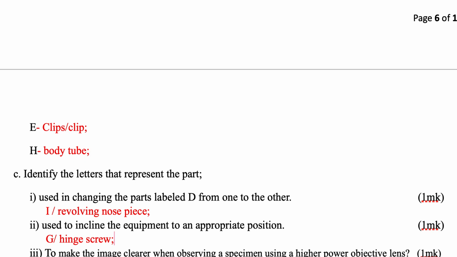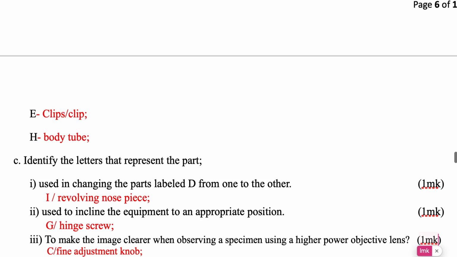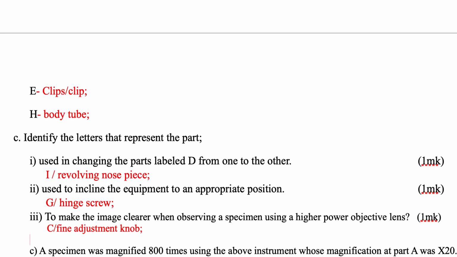Question C. Identify the letters that represent the part used in changing the objective lenses labeled D from one to the other. That is the revolving nose piece, that's I. Used to incline the equipment to an appropriate position, that is G, the arm. Used to make the image clearer when observing a specimen under a higher power objective lens, C, that is the fine adjustment knob.